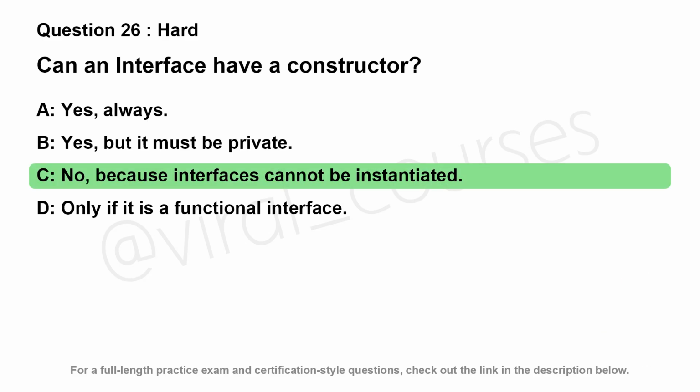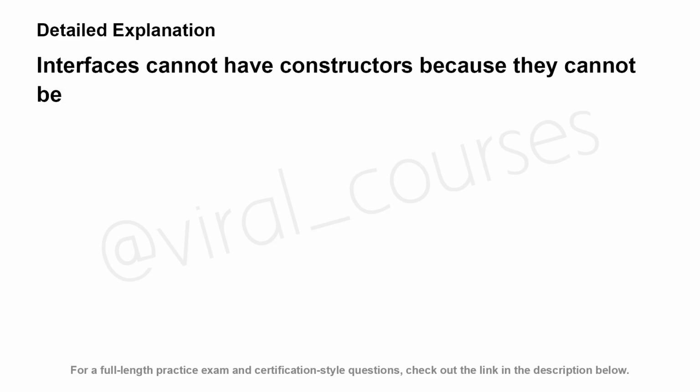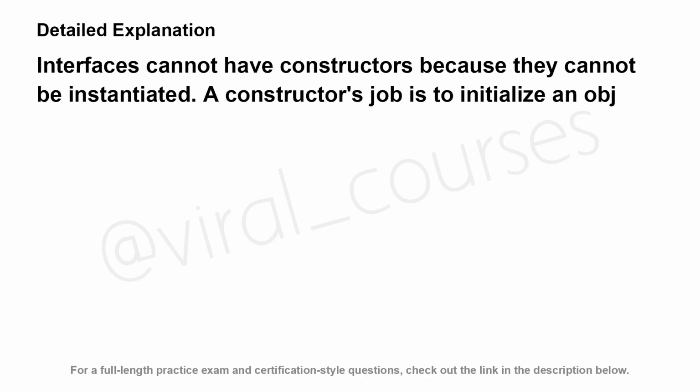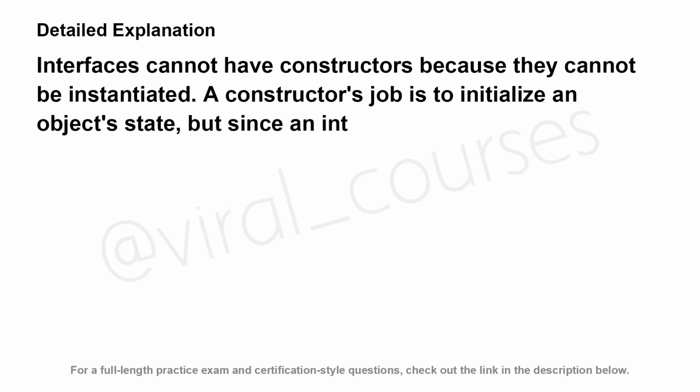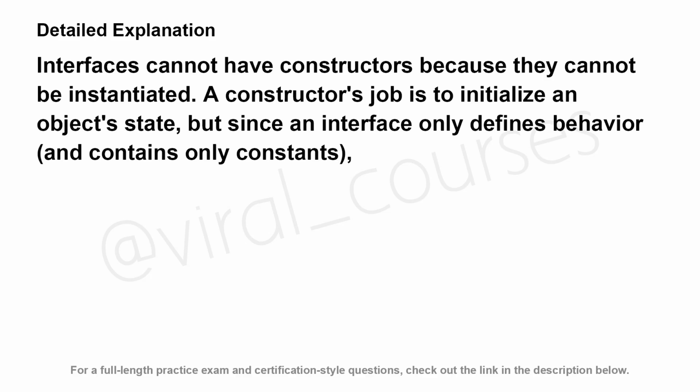The correct answer is C. Interfaces cannot have constructors because they cannot be instantiated. A constructor's job is to initialize an object's state, but since an interface only defines behavior and contains only constants, it has no state to initialize.